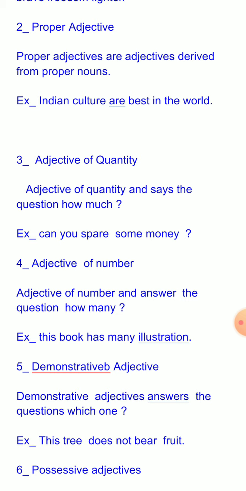Can you spare some money? What did I ask you to spare? Some money. So some is the quantity. Much, enough, all these are the signal words of quantity. Adjective of quantity answers the question how much.